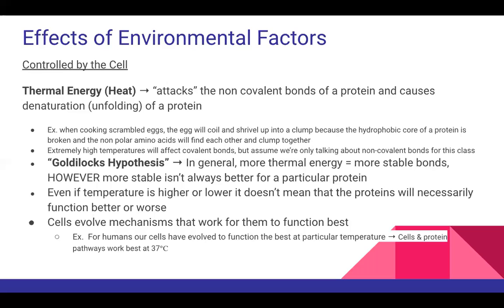So what I meant to say for the Goldilocks hypothesis is that even if your temperature is higher or lower, it doesn't necessarily indicate that the protein can function better or worse. Okay, are there any more questions on this slide?